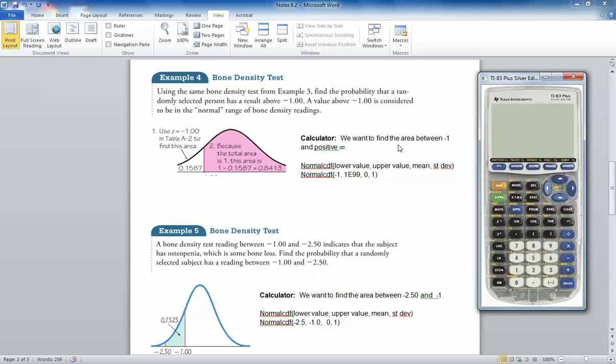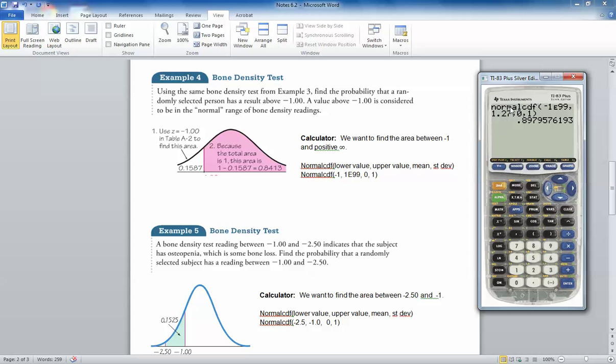We want to find the area between -1 and positive infinity. So now we have normalcdf -1. Positive infinity is 1 times 10 to the 99th. And then mean, standard deviation.